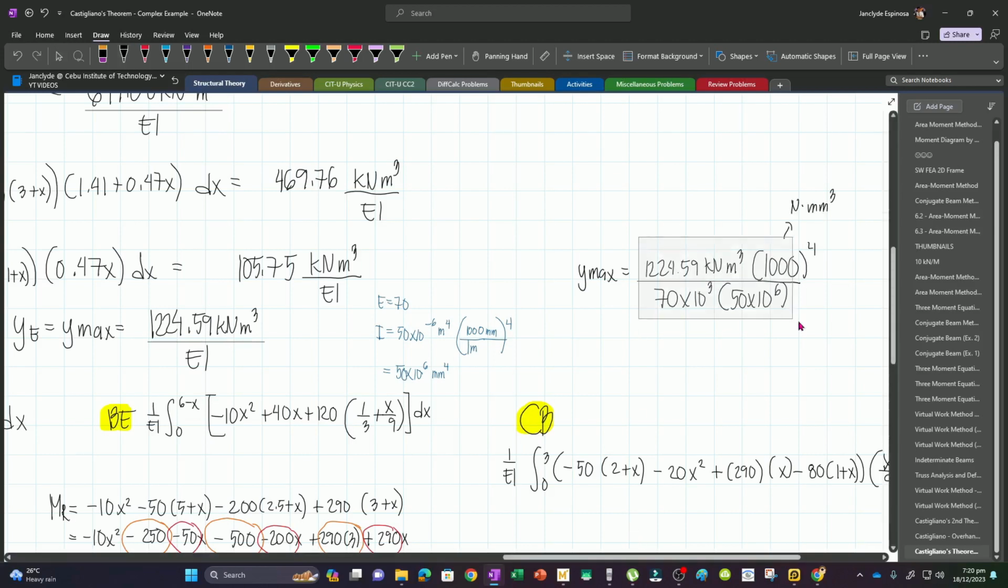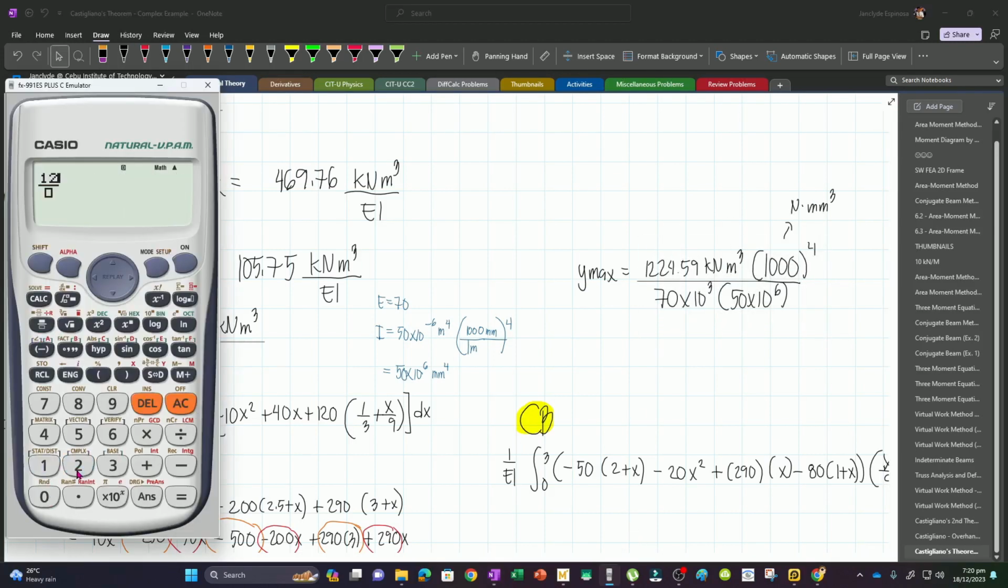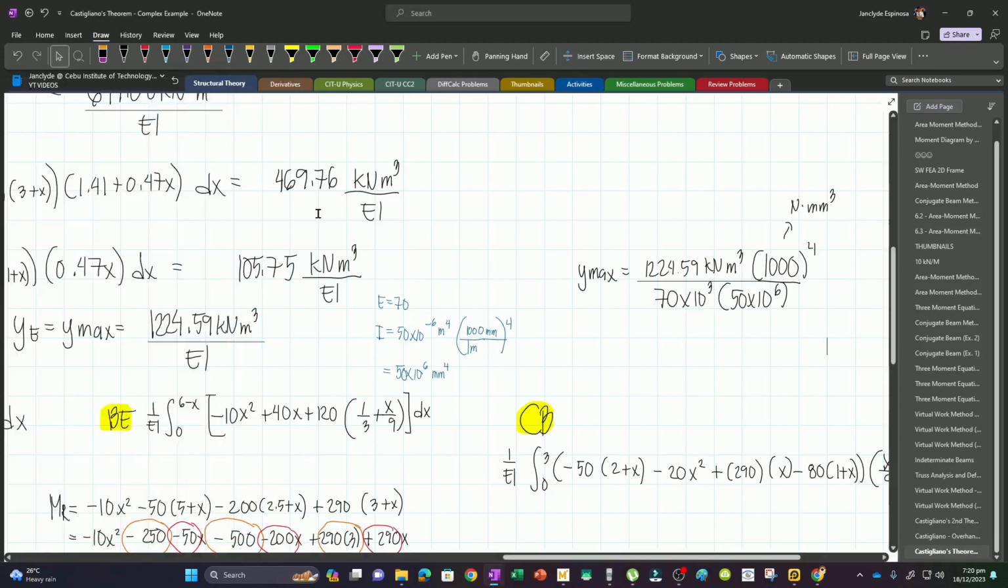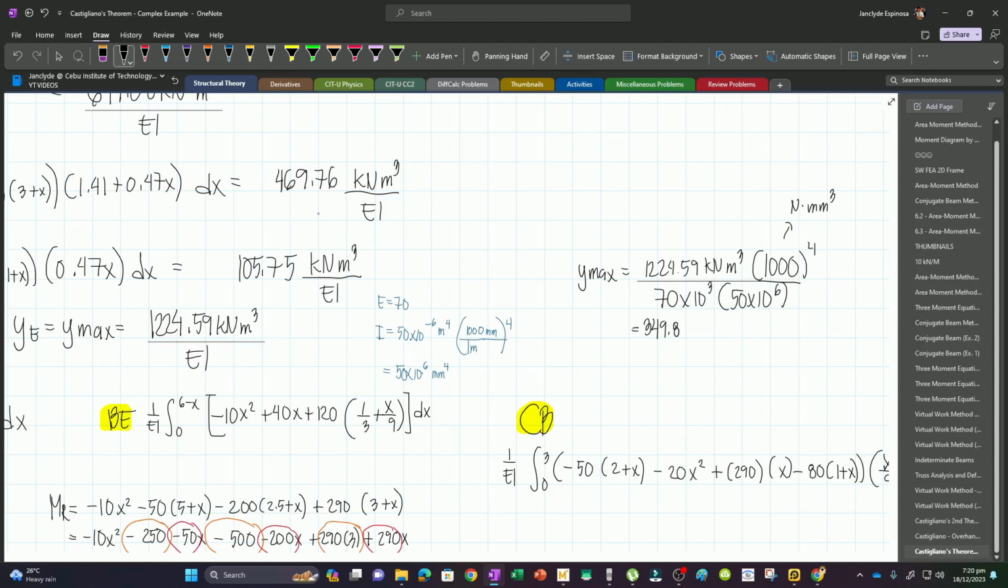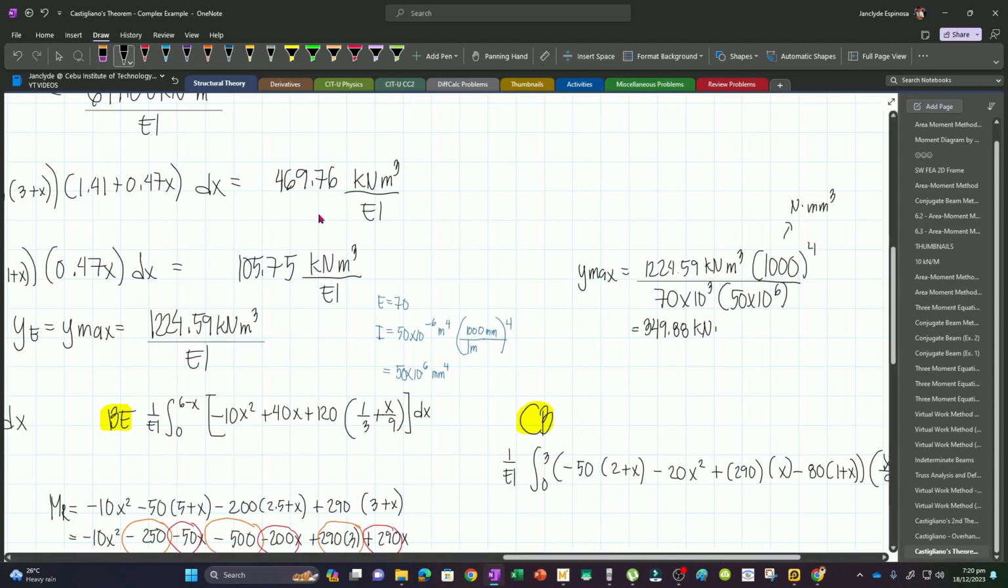And so let's just input this. So 1224.59 times 1000 to the 4th over 70 times 10 to the power of 3 times 50 times 10 to the power of 6. It will give us 349.88. So 349.88 mm. This will be in mm, and so this will be our answer.